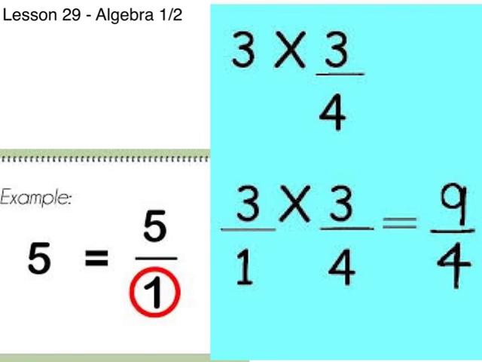Okay, welcome to Lesson 29 in Algebra 1/2. This lesson is about multiplying fractions and whole numbers and about, in a word problem, finding a fractional part of a number.